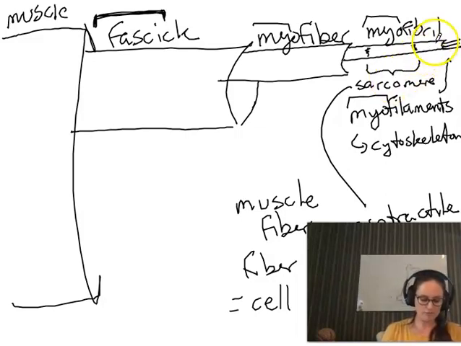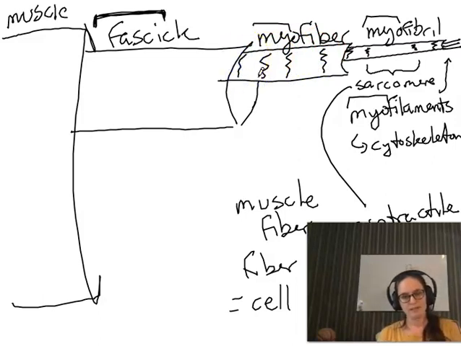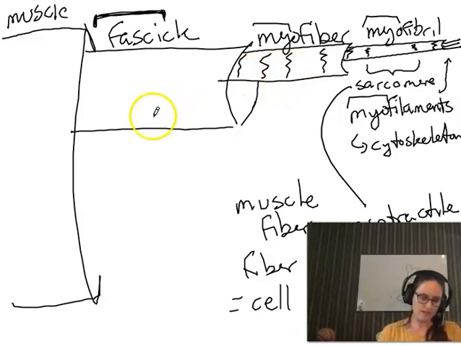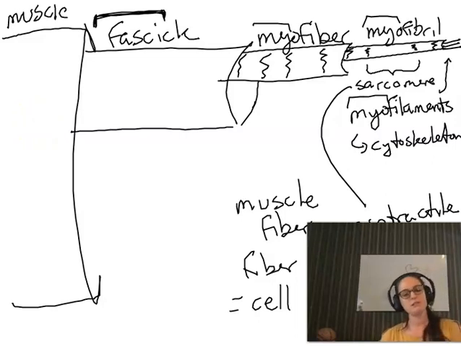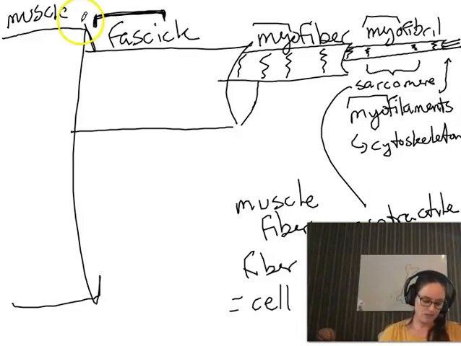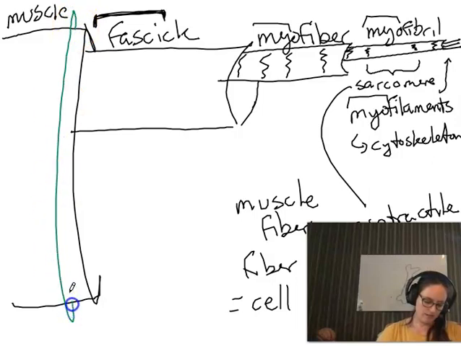These sarcomeres are repeating all along the length of these myofibrils, and all of these myofibrils are repeating along the entire length of the myofiber. And of course, all of these myofibers are bundled into fascicles, and all these fascicles are bundled into the muscle itself. And I'm just going to point out these connective tissue sheaths because you do have them labeled in some of your images. You do have several layers of connective tissue. So around the entire muscle, you have something called the epimysium.